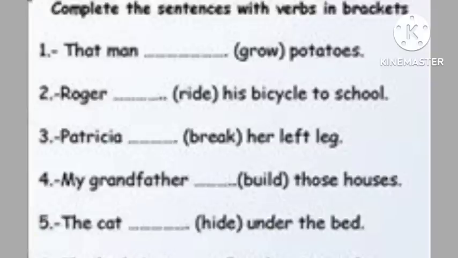The first, complete the sentences with verbs in brackets. Dilengkapin kalimat ini dengan kata kerja yang di dalam kurung. You change into simple past. Grow become grew. The man grew potatoes. Roger, ride, that one verb 1 become verb 2, rode his bicycle to school, mengendarai sepedanya ke sekolah.